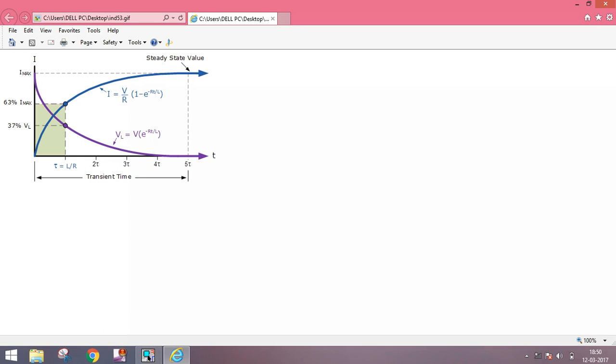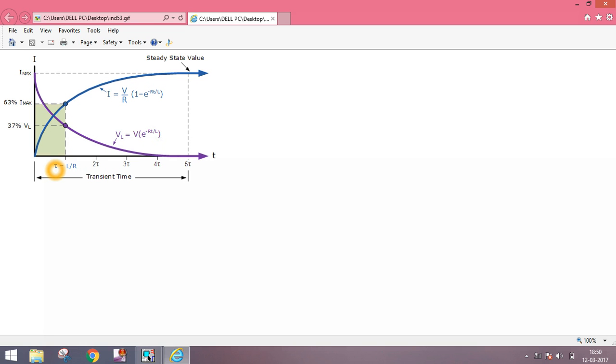You can see I equals V by R times 1 minus e to the power minus R t by L, and the voltage is this. You can see the graph. When t equals 0, this is V by R, means at this point. So in that way, this type of curve will have to come.